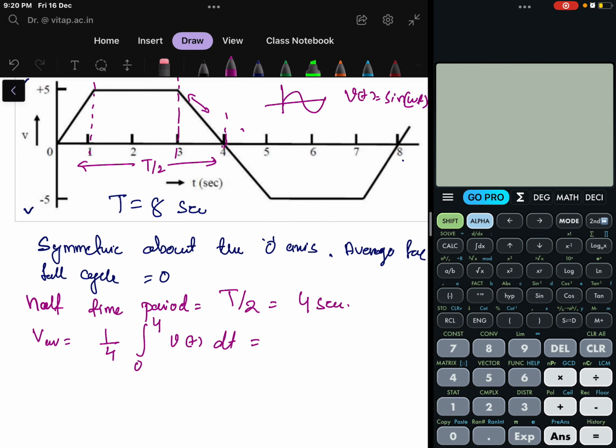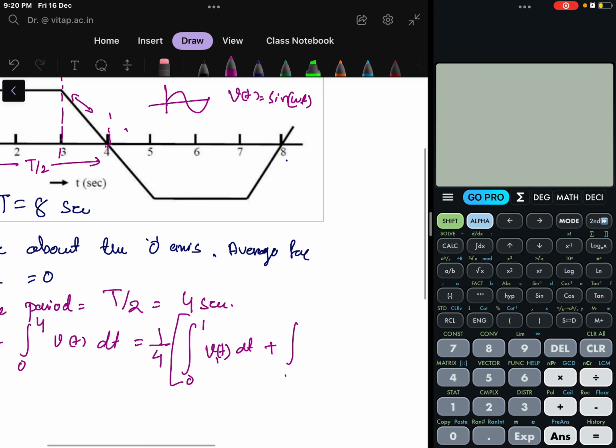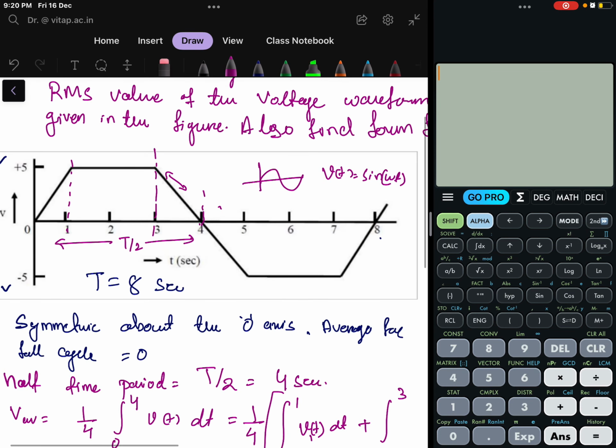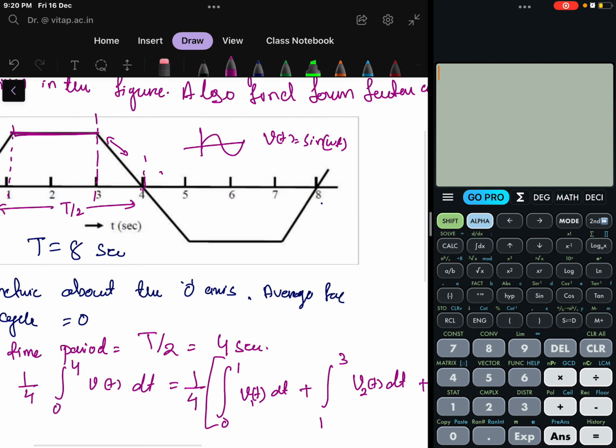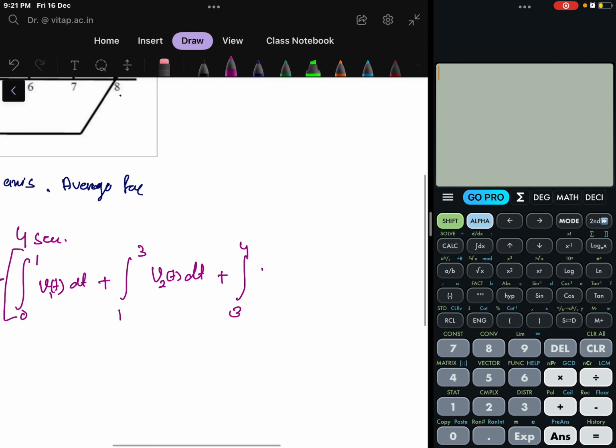So the average value is calculated as follows. One part is taken from 0 to 1, with V1 of t dt, plus 1 to 3. Why 1 to 3? Because from 1 to 3 the waveform is a straight line. So from 1 to 3 I will write V2 of t dt, plus again the last part, 3 to 4, where I will write V3 of t dt.